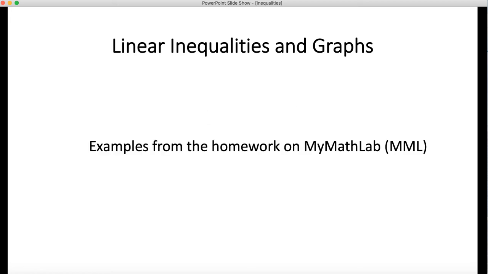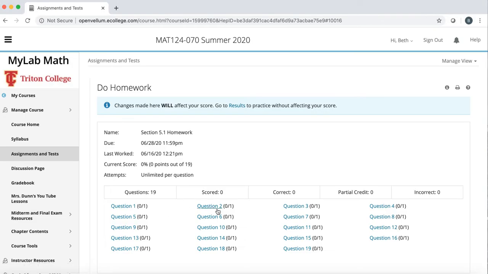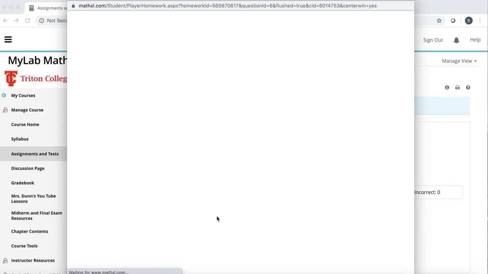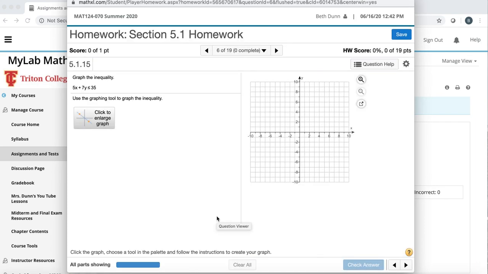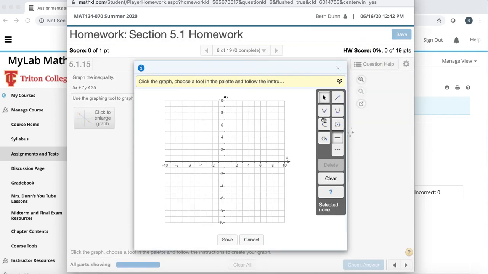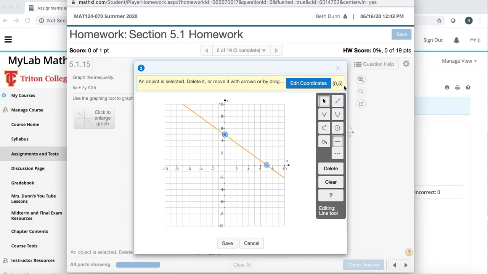Okay, let's do a couple examples from the homework so you know how to do it on your homework. In your homework, I wanted to look at number 6 first. That's that same inequality that we just solved together. So what we're going to do is click to enlarge the graph. We're going to draw a line. We're going to plot those intercepts. So remember, the x-intercept was 7. The y-intercept was 5. Just check those points, 0, 5 and 7, 0.